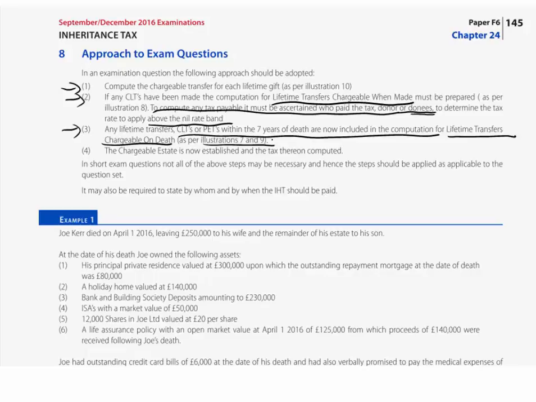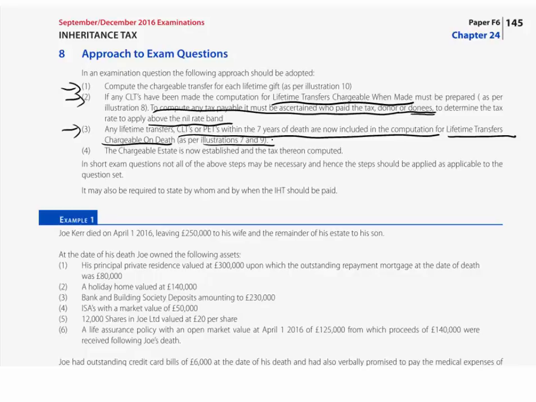Head it up, this time with just a couple of columns. For lifetime transfers chargeable when made, we need the gross transfers, we need the IHT, and we also need a little working column, a little inside column. But on this one, lifetime transfers chargeable on death, we only need the two columns, gross transfers and the IHT, the tax column as well.